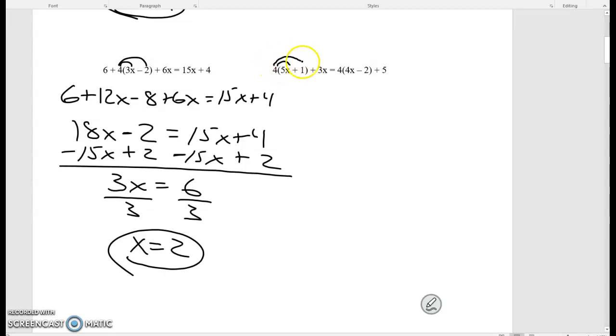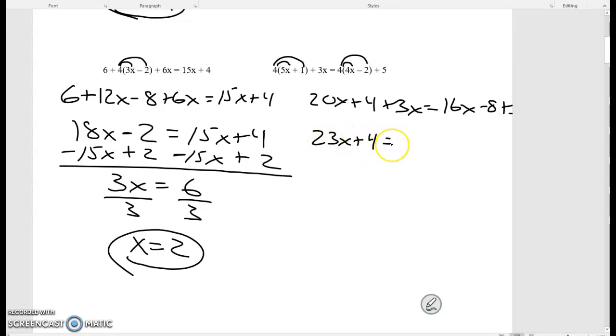Here we're going to distribute the 4 to both terms. 20x plus 4 plus 3x. We're going to distribute the 4 to both terms here. 16x minus 8 plus 5. I'm going to combine like terms. Okay, so 20x and 3x is 23x plus 4. Of course, this got cut off. 16x, negative 8, and plus 5 is a minus 3.